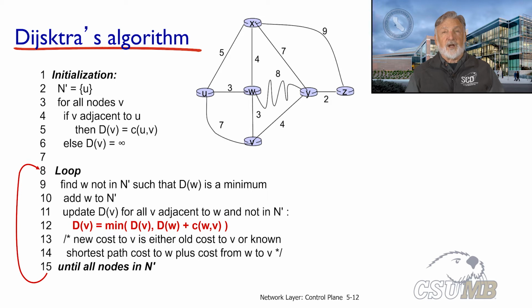We can walk through this algorithm to solve the least cost path from source node to all other nodes in our diagram. For initialization, start at source node U. Place U in the set of visited nodes N prime. If a node is a directly connected neighbor of U, then assign the distance or cost of that link as the tentative distance. For all other nodes, write down infinity to represent that we do not yet know their distances from U. Next, enter the main loop of the program.